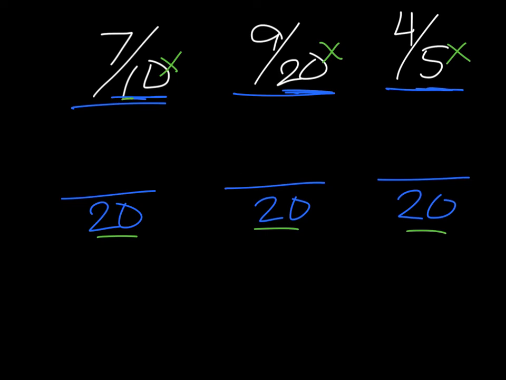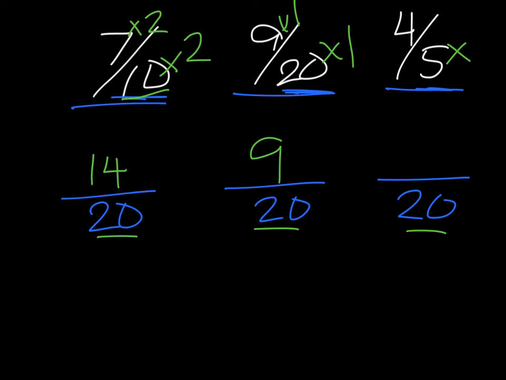So if we look at the 10, we need to figure out 10 times what number gives us 20. And we know that 10 times 2 gives us 20. So if I'm doing 10 times 2 on the bottom, I need to do 7 times 2 on the top, which is 14. All right, then we look at 9/20. Well, there's already a 20 there, so I could just do 20 times 1 and 9 times 1. 9 times 1 is 9. It stays the same. I don't need to change it.